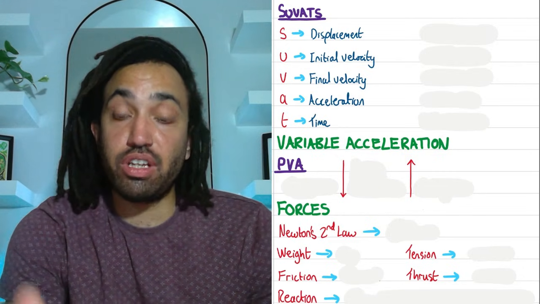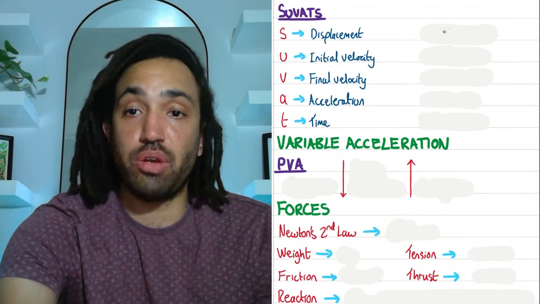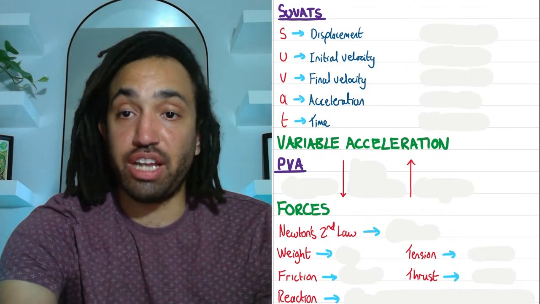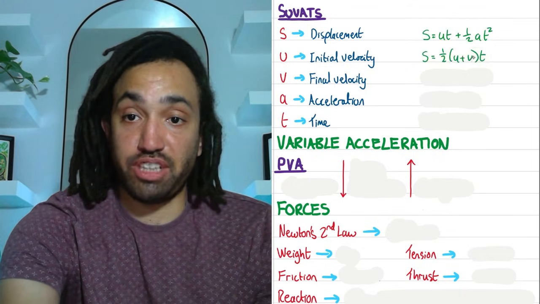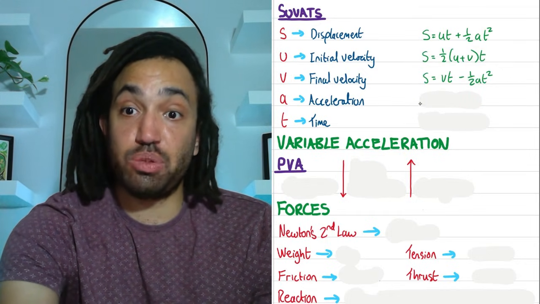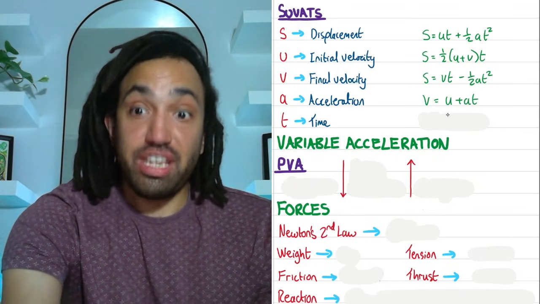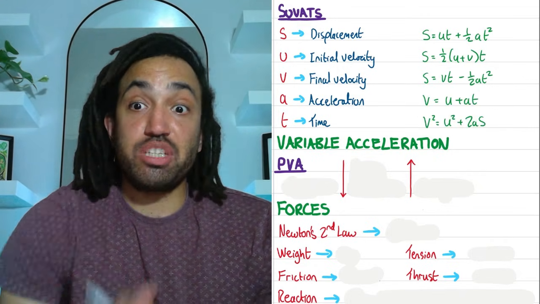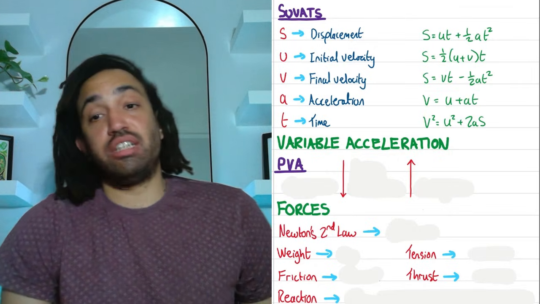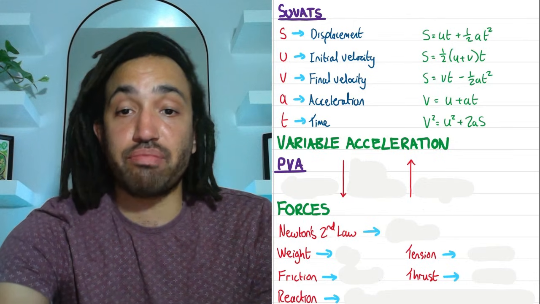You are given the SUVATs. They're on page 8 of your formula booklet. Make sure you know where to find them. S equals ut plus a half at squared. S is equal to a half u plus v times t. S is equal to Vt minus a half At squared. V is equal to U plus At, and V squared is equal to U squared plus 2As. There it is. I think I will remember those for the rest of my life.